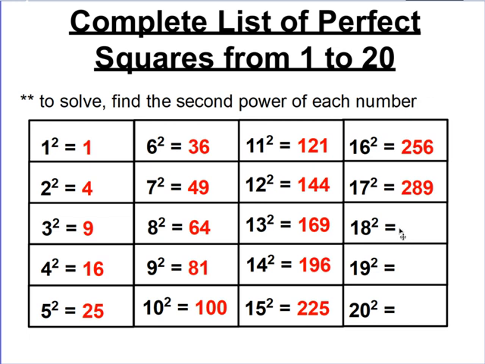18 times 18, or 18 squared, 18 to the second power, is 324. 19 to the second power, 19 squared, they all mean 19 times 19, or 361. And 20 times 20, which is 20 squared, or 20 to the second power, is 400. So you need to know those perfect squares because they will help you tremendously when you start solving square root problems, which we're going to start doing now.